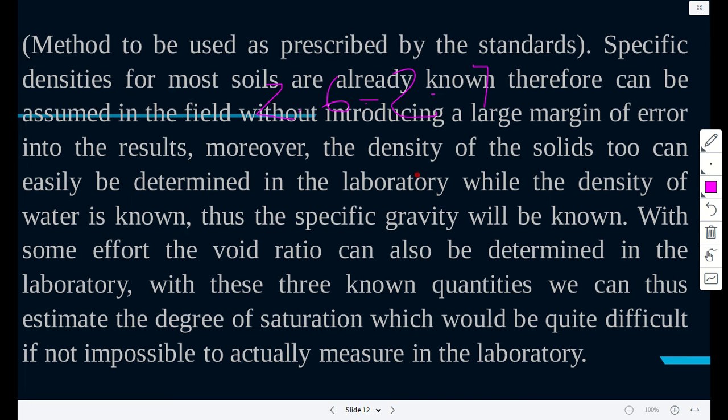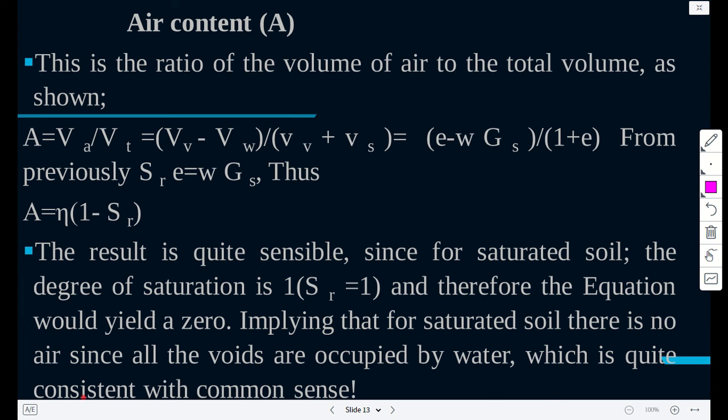Now that we have the degree of saturation, which is difficult to measure, the W, the GS, and the E are easy to measure. So if you're asked, for example, why the phase relationships are important, then this is the point actually. And then air content.